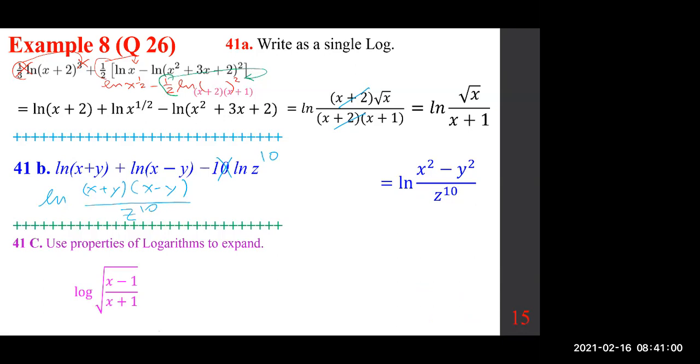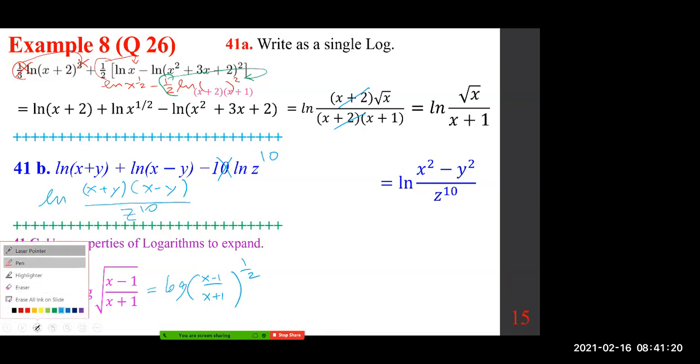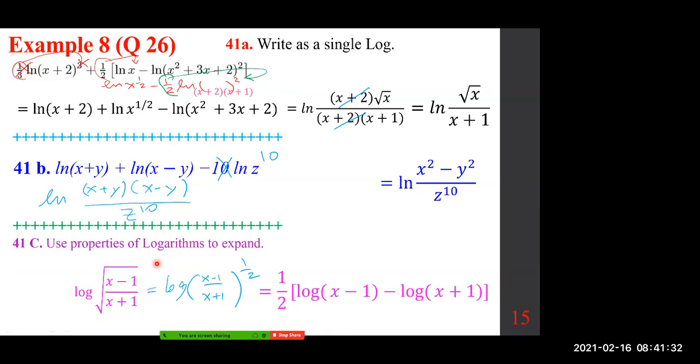Okay, we want to expand this. Okay, so it's the reverse process. We are going to write this as a log of this mess to the power of 1/2. The next step is to put the 1/2 in front, everybody. Put the 1/2 in front, and it's 1/2 of this log, and then expand it as log of the top minus log of the bottom. So I hope it's clear to everybody. It's pretty straightforward, everybody. There's really not much to that.